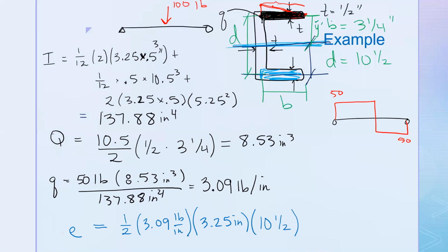And P I can divide each side. P is 50. All right, so what do we get for e?